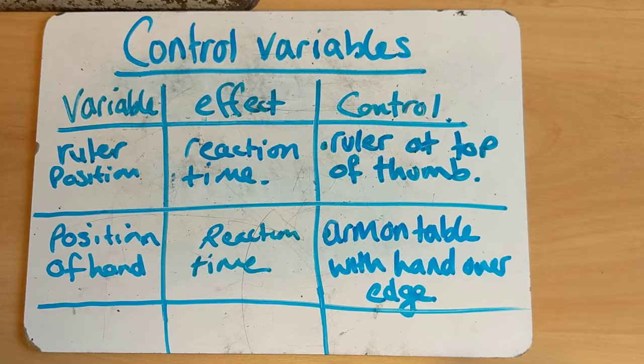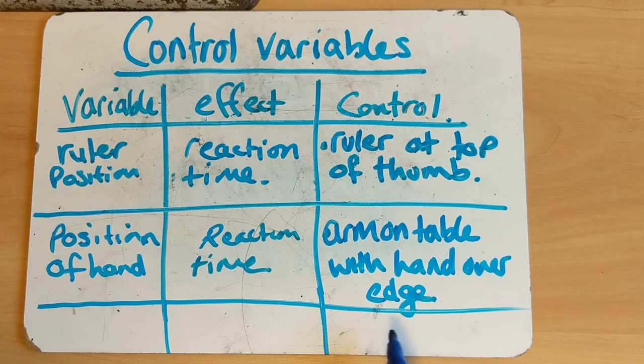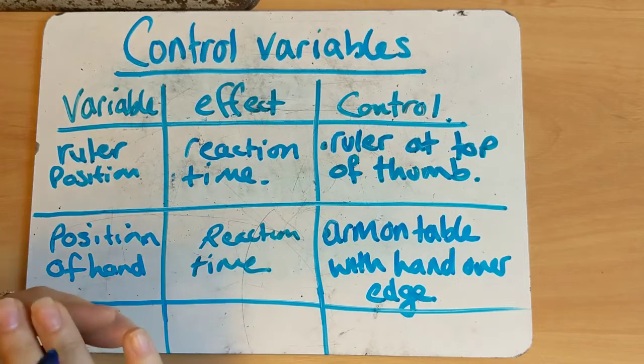Something else is which way around the ruler is. So again, variable, ruler, effect, reaction time, control. Same ruler, and the ruler needs to be 0 down, so the 0's on your hand.